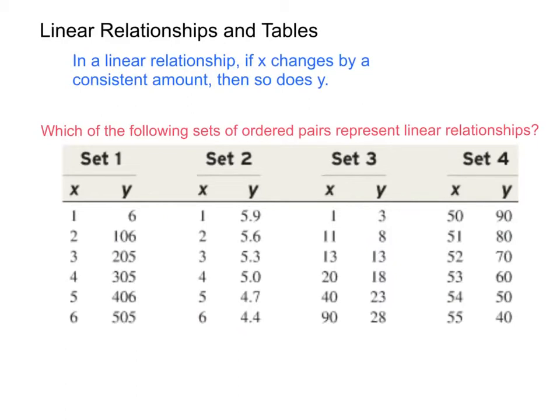Now I'd like to look at linear relationships from a table perspective. If two variables are linearly related, meaning they follow a straight line, then if x changes by a consistent amount, so does y.